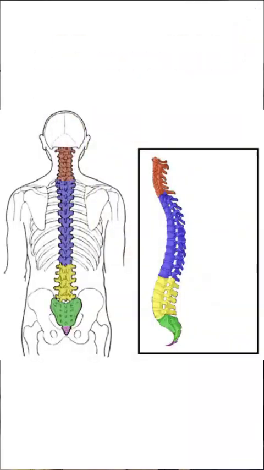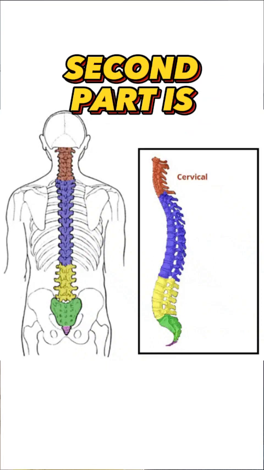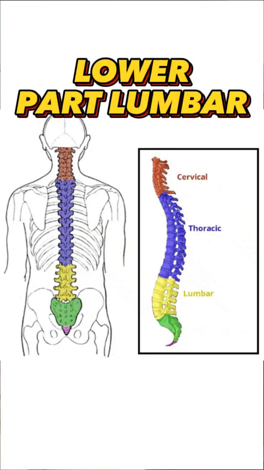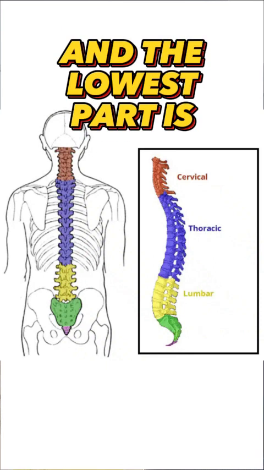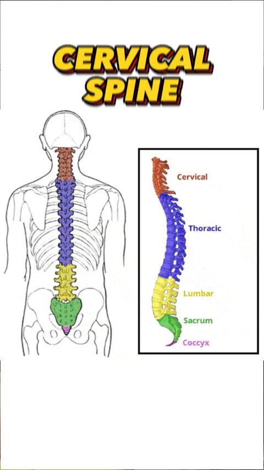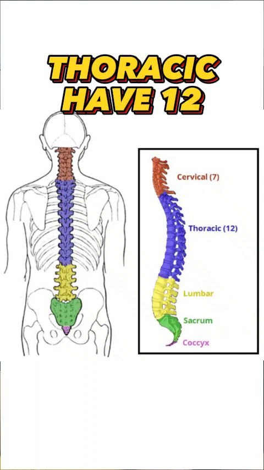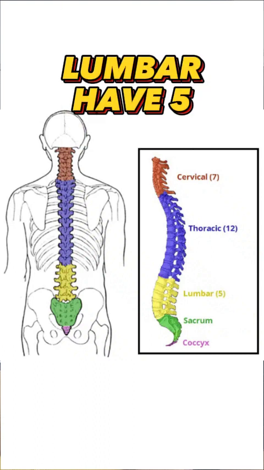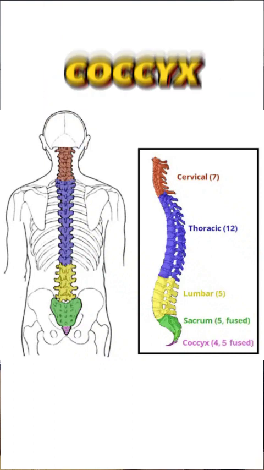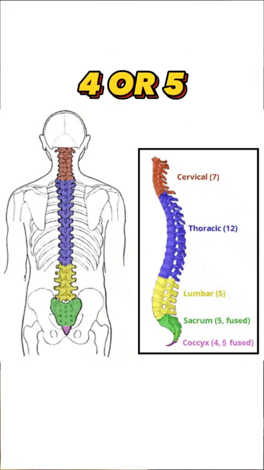Upper part, cervical. Second part is thoracic. Lower part, lumbar. And the lowest part is the sacrum and coccyx. The cervical spine has 7 vertebrae. Thoracic has 12. Lumbar has 5. Sacrum has 5. And the coccyx has 4 or 5 fused vertebrae.